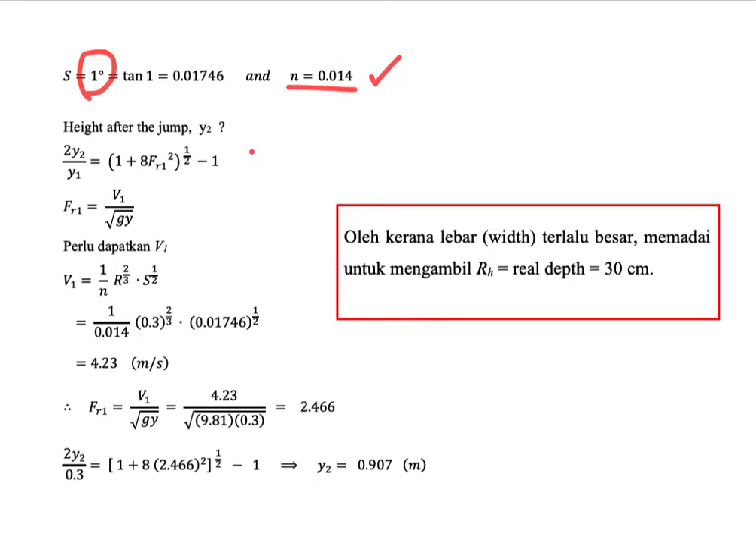Because we have a hydraulic jump, we can calculate the value of y2 by using this equation. First we need to calculate the Froude number at point number 1. This is the equation. So we need to get the value of V1, and we can get V1 by using the Manning equation.